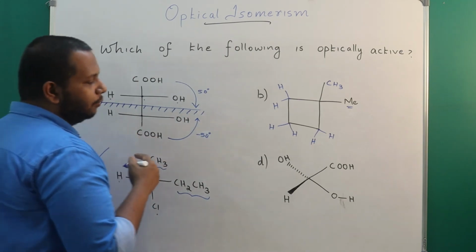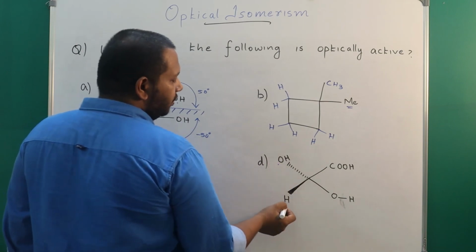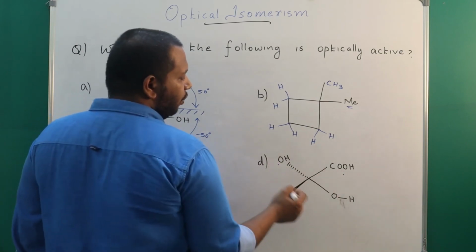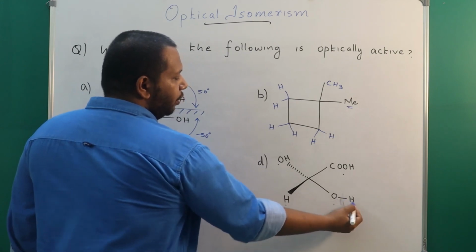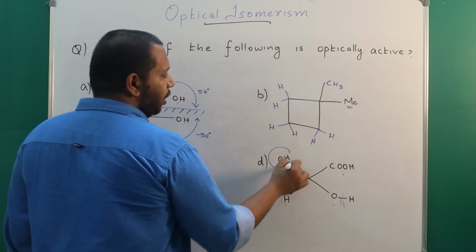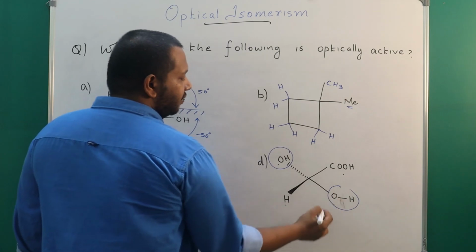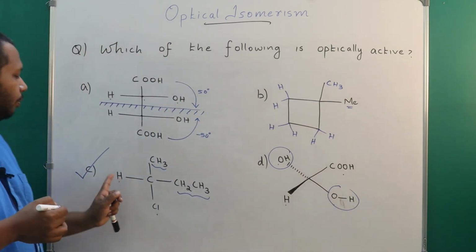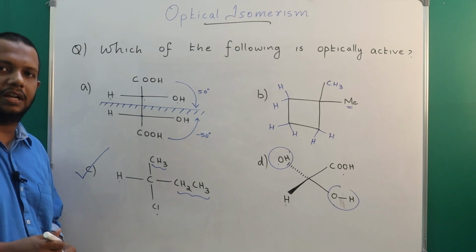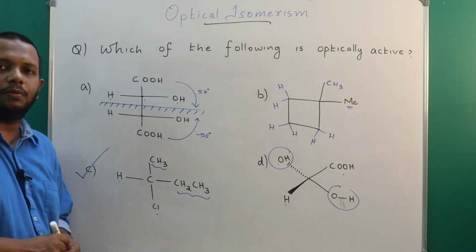And option D, if you see, this is an OH group, this is hydrogen and this is COOH and this is also OH. But they have just shown the bond between oxygen and hydrogen. So these 2 are similar. So I can say this is also optically inactive. So the optically active compound is option C alone. Clear? I hope it is clear for you. Okay.